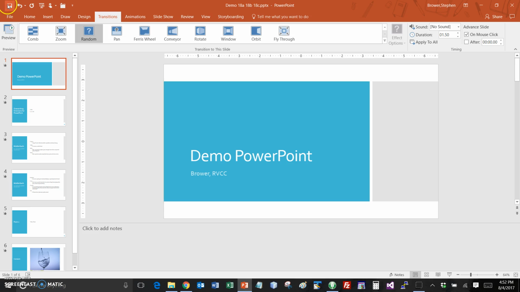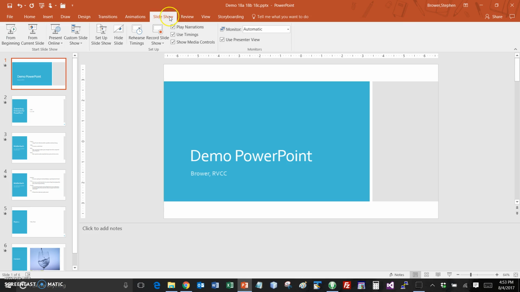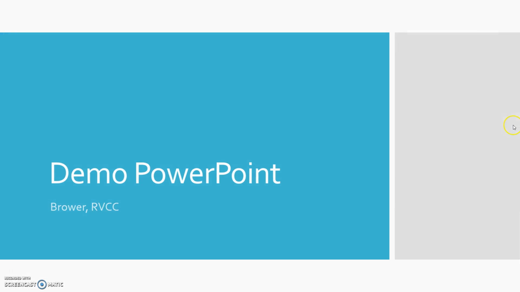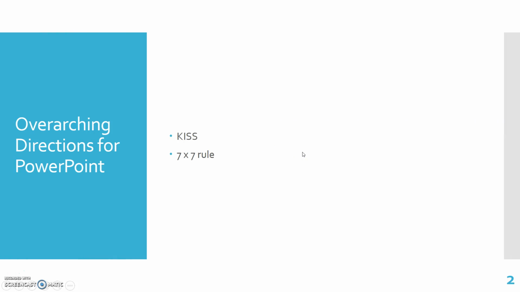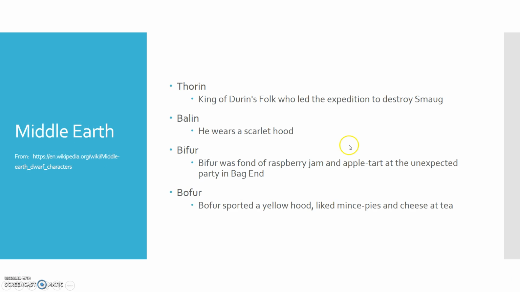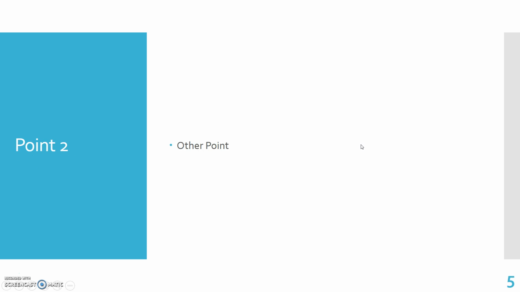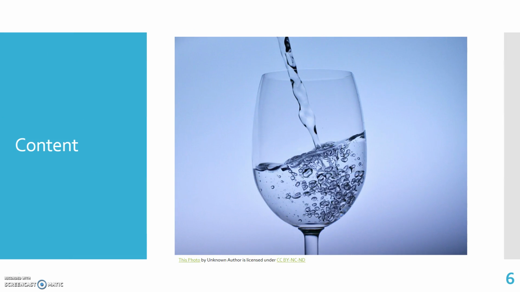Let me just save in case something goes awry. Let me just go and run this from the beginning. And what should happen as I advance through the slides is that we'll see they transition differently because I had picked random. It's just something that mixes it up a little bit. So if you have a presentation, it's a way of just, wow, I like that one. It just picks a random transition.